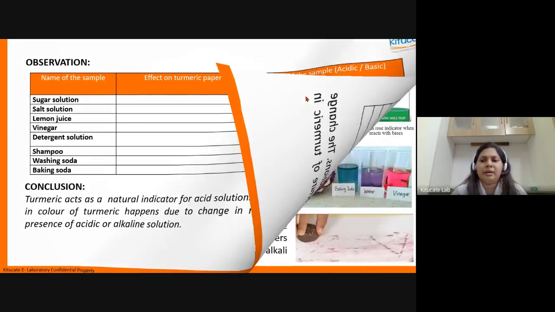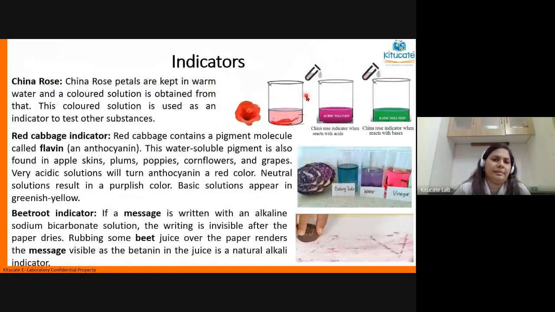Now, what is our next indicator? We have made China rose, that is hibiscus indicator, and we have also made red cabbage indicator. Your hibiscus solution would be somewhere light pink in color. When you put it in an acid, it will become dark pink. And when you put it in a base, it will turn green in color.